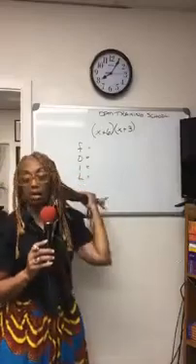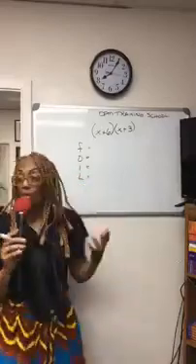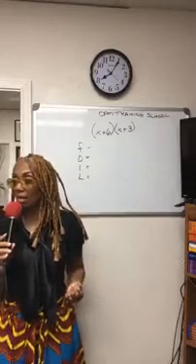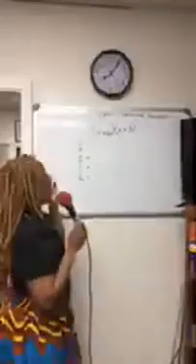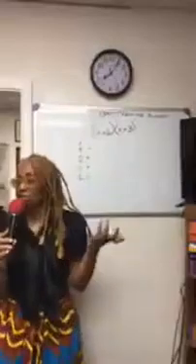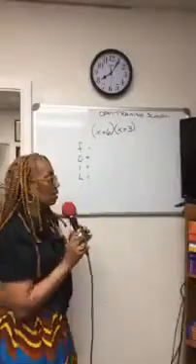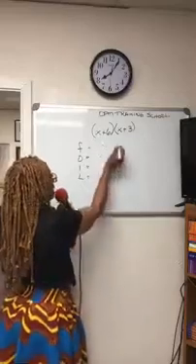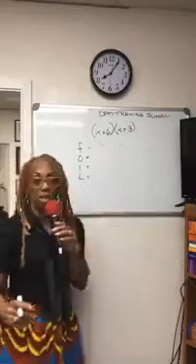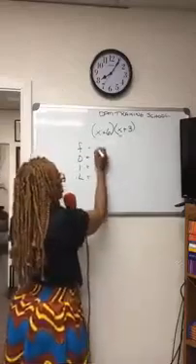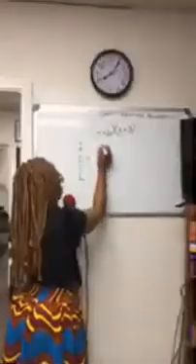Okay. And of course, as we talked about, we're going to use the what? The FOIL method. Right? Okay. So our first two terms in each bracket are what? x, correct. So x times x is what? x squared. Yes, sir. x and x. So x times x is x squared.